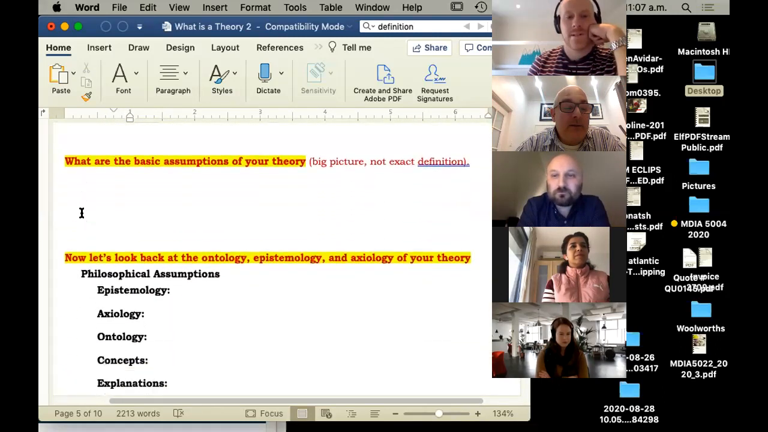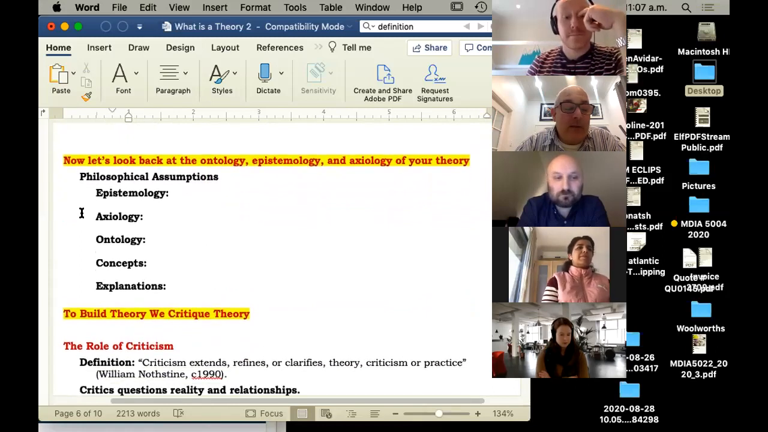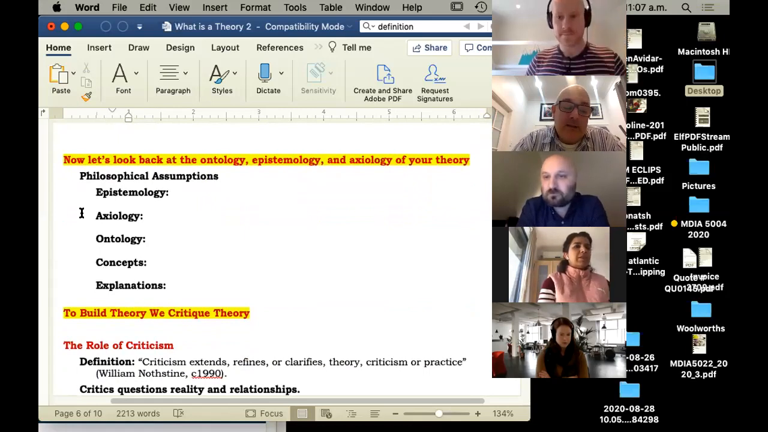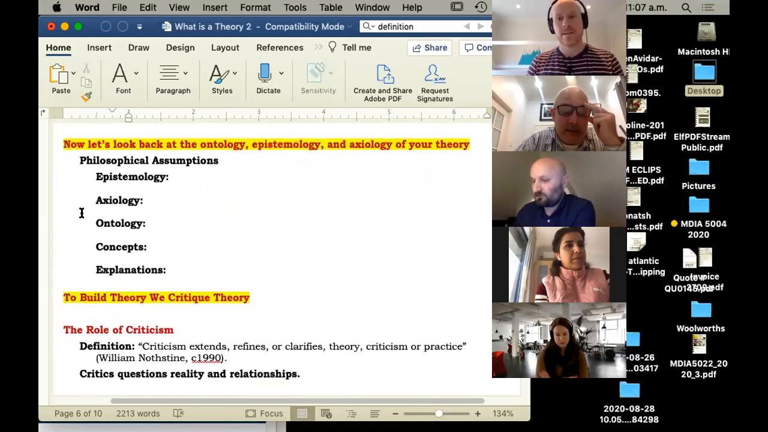And hopefully, let me see if I can get back to where I was before. Contingency theories, if I did it right, we're coming into, that's exactly where I wanted to be. We're coming into this next point, which is about what is criticism about? Because in many ways, theory building comes from criticism. We look at a theory. This is the definition I've always liked the best.